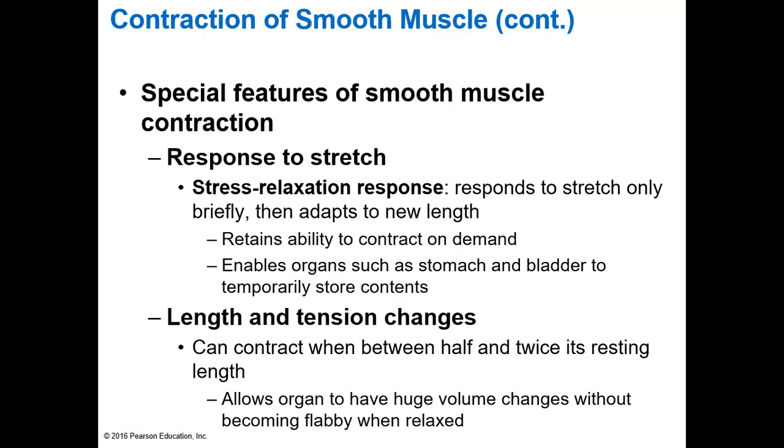Okay, so special features of smooth muscle contraction: it can respond to stretch. It responds to stretch only briefly, then adapts to a new length, and it can still contract on demand. This enables organs that are temporary holders, like the stomach, which can only hold, on average, a maximum of 16 ounces. So you can overload your stomach, and the bladder can store up to 2 cups of urine, and 2 cups is also 16 ounces. So it allows them to respond to that stretch of putting too much in them, but then they will go back to their normal size once you relieve them. Either you digest the food out of your stomach or throw it up, and then also you urinate.